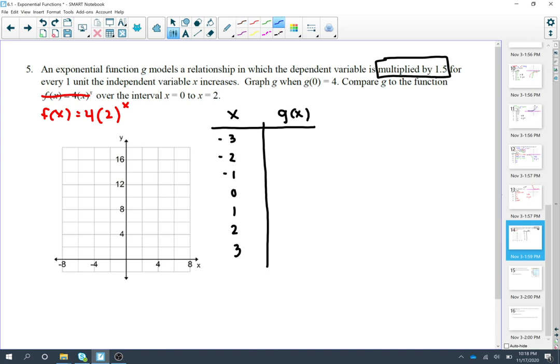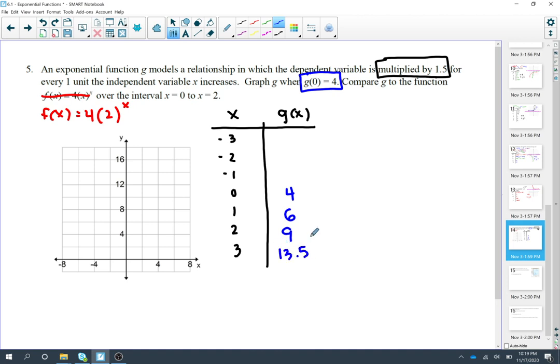So the key here is they give us function notation. g of 0 equals 4, which means when x is 0, this value is 4. And it's telling me, well, take that value and multiply it by 1.5. So I'm going to take 4 times 1.5, and that's going to give me 6. And then I'm going to multiply that by 1.5, which is going to give me 9. And then I'm going to multiply that by 1.5, which is going to give me 13.5.